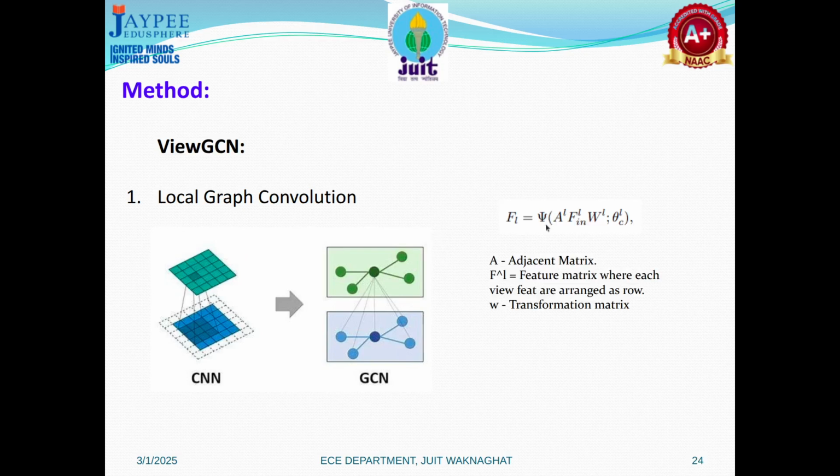Here psi is an MLP layer that is used to introduce nonlinearity, and the adjacency matrix is calculated from the viewing angle that we initially assumed. F_L is the node features, and to construct this feature matrix we assign each row as a node feature, and W is a transformation matrix that we apply.